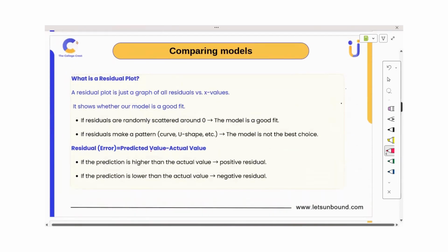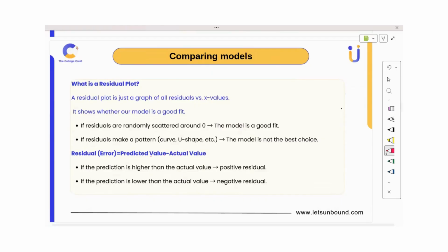Coming to residual plots, these help us tell whether your model is a good fit or not, for validating and justifying. A residual plot is just a graph of all residuals. We find that vertical distance, and those values are marked over a line, and we observe how it looks. If the scatter plot is randomly scattered around zero, meaning y is zero, that is the x-axis, the model is a good fit.